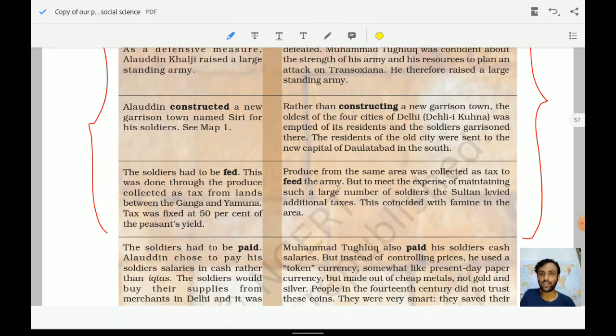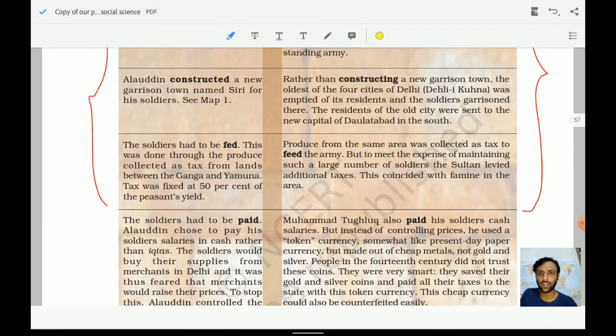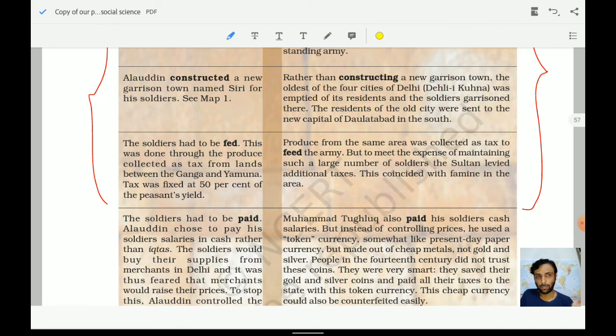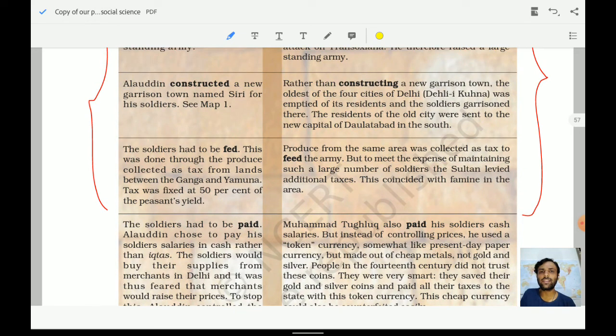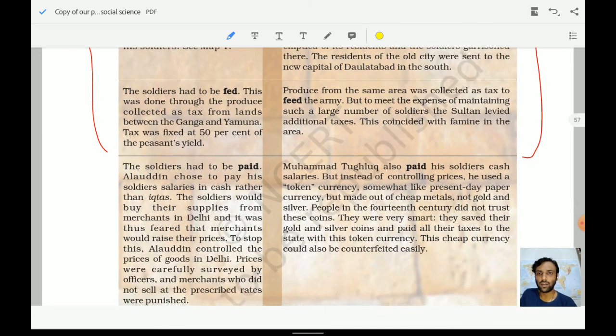So Alauddin constructed a new garrison town named Siri for his soldiers. The map which we had seen shows it. But to remember, who constructed Siri? It was done by Alauddin Khilji. So remember this. The soldiers had to be fed, and this was done through the produce collected as tax from the lands between the Ganga and Yamuna, and tax was fixed at 50% of the peasant's yield. So we just saw how the Kharaj tax was imposed, and it was 50%.